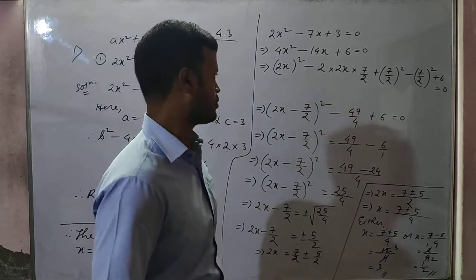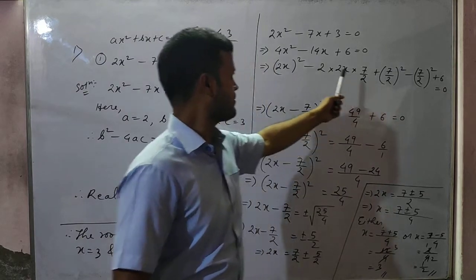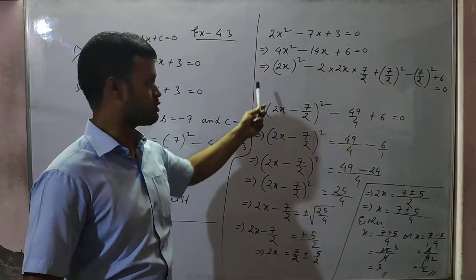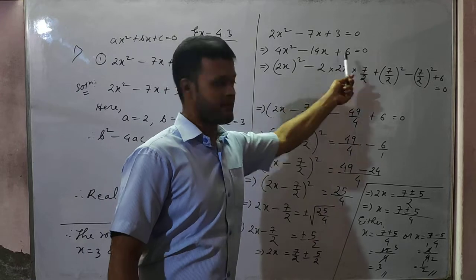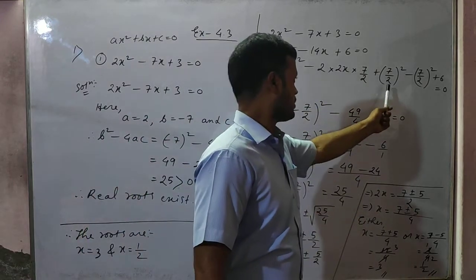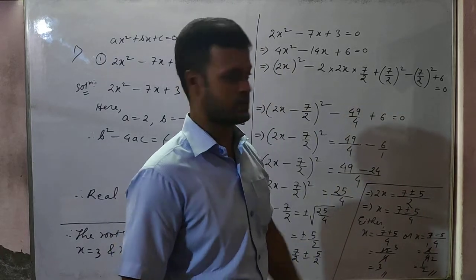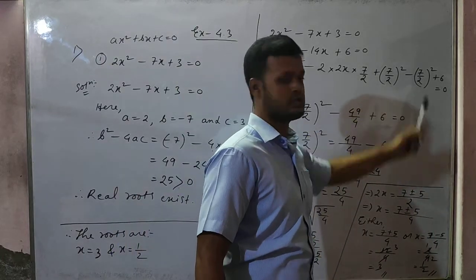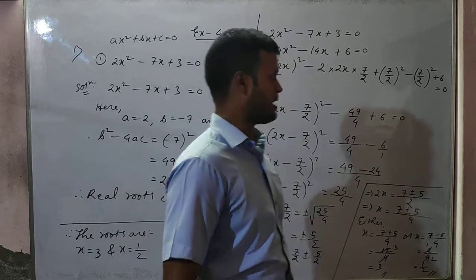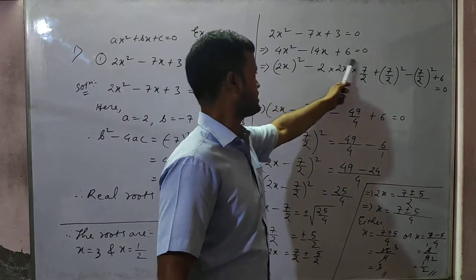B square means what? 7 by 2 whole square. So 7 by 2 whole square. In this line, do we find 7 by 2 whole square? No. So because we have added 7 by 2 whole square, we will subtract 7 by 2 whole square. So 7 by 2 whole square we have added, so we will subtract also, minus 7 by 2 whole square plus 6.